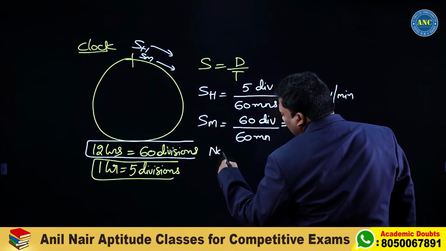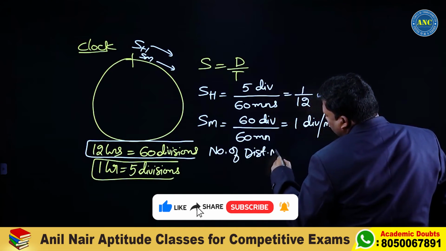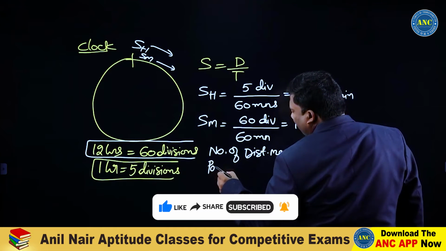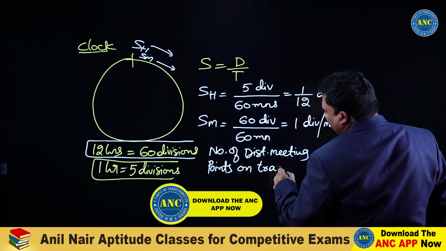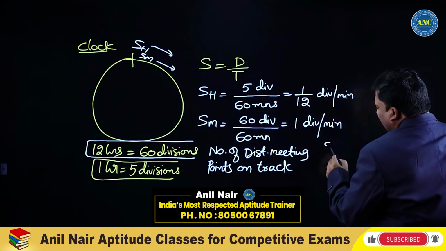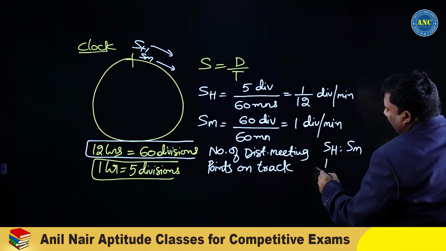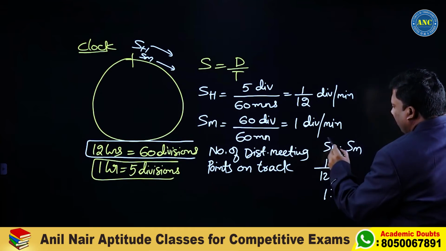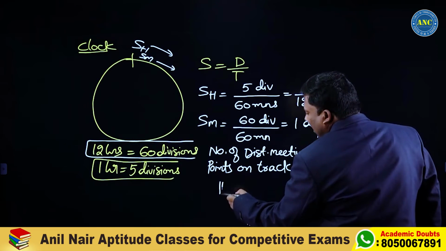Number of distinct meeting points on the track. It is given by, as already discussed, if two bodies are moving in the same direction, we have to simplify the ratio. It is 1 by 12 is to 1. It is 1 is to 12. Both are moving in the same direction. So 12 minus 1, it is total 11 times.